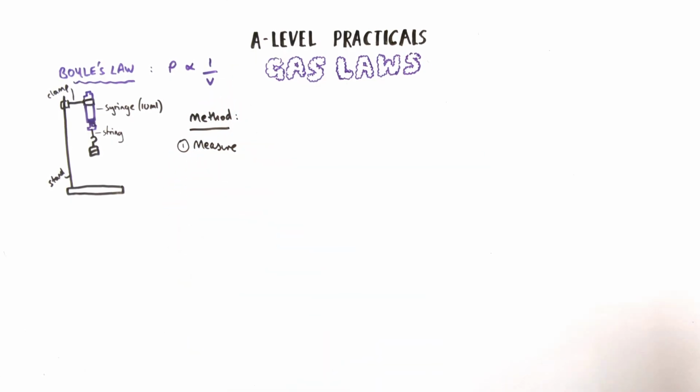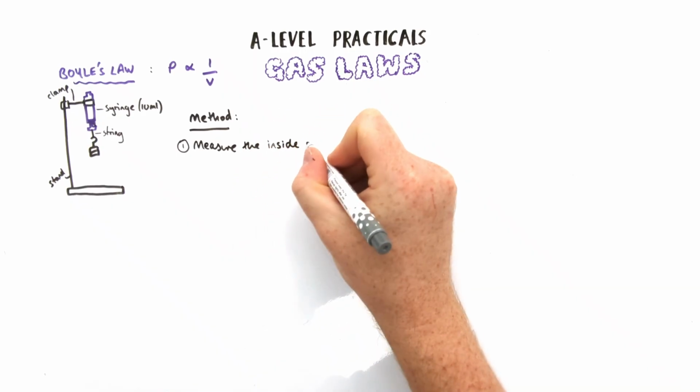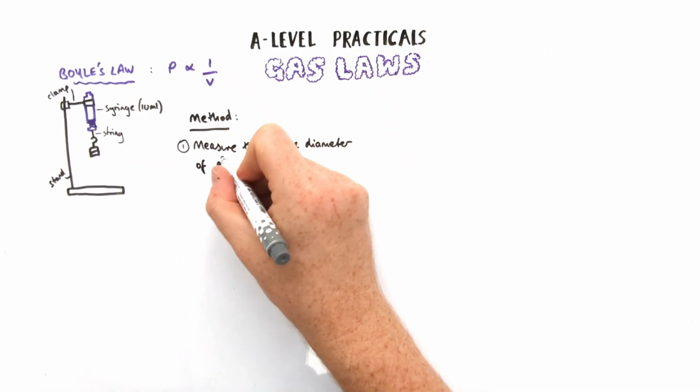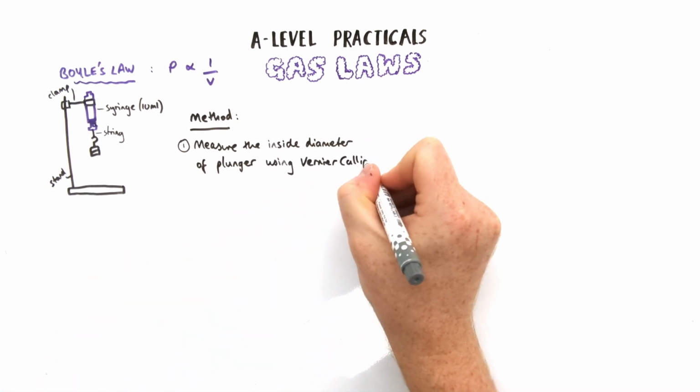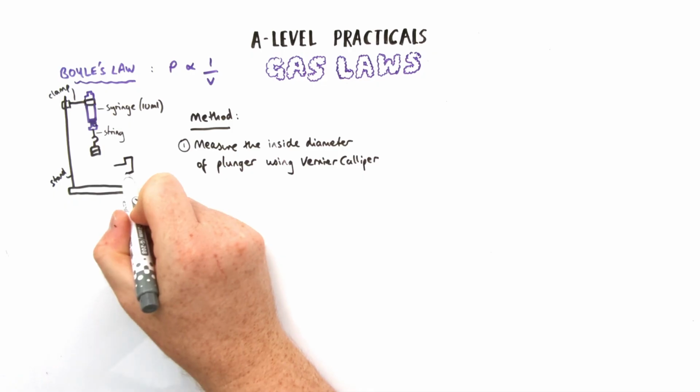So Boyle's law, if we didn't know, states that pressure is inversely proportional to volume of a gas. This requires it to be at constant temperature. So with a setup like this, how can we go about doing this? So experimental method, let's have a look.